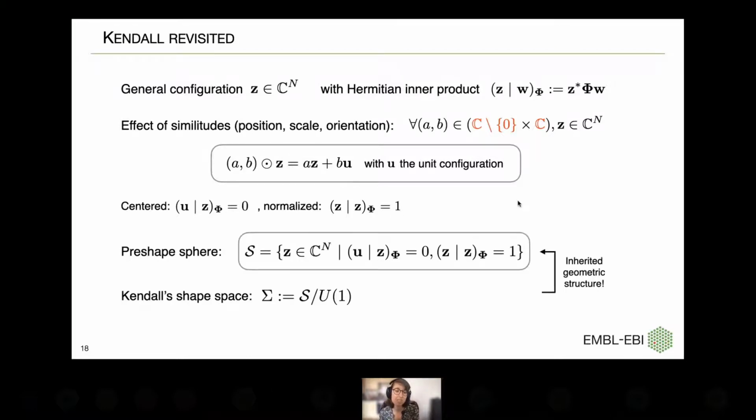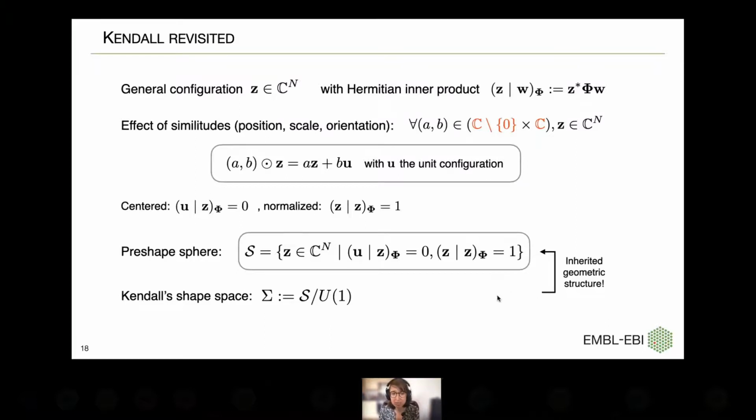So from that, we can build what we call the pre-shape sphere, which is the space that contains all the configurations that have been centered and normalized. So yeah, nothing too crazy here. But then it actually also becomes kind of straightforward to build the final shape space, which is this space where we removed the effect of rotation. But again, because we are in the world of complex numbers, what are rotations? This is just complex numbers of modulus 1. So we just have to quotient out complex numbers of modulus 1, and we are done.